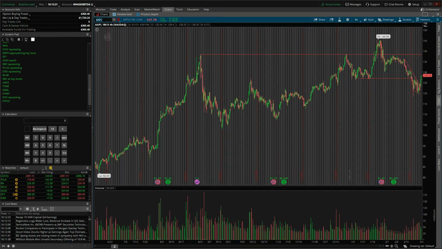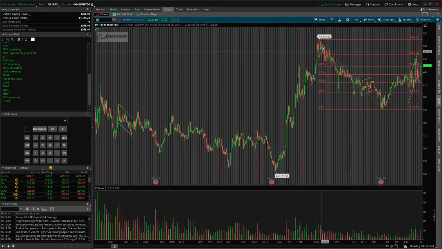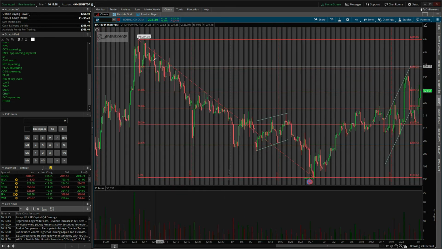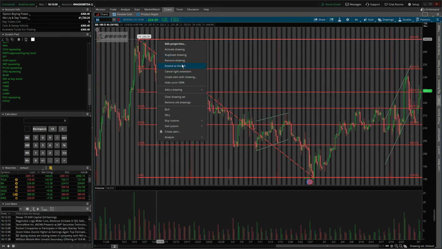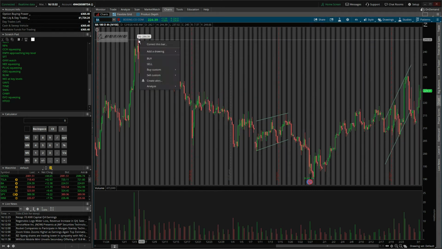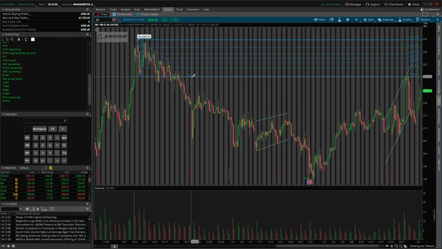Now, if you want another example, we can go to Boeing. And what I have here is just a Fibonacci retracement. Basically, you just draw, I'll show you what it is real quick. You draw a line from the high point to the low point.